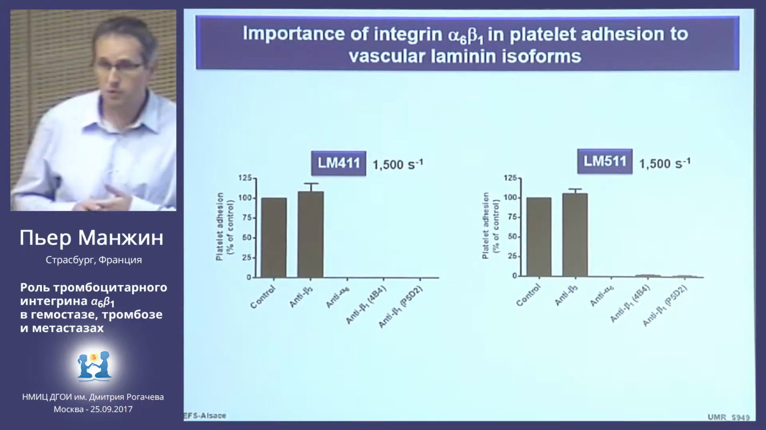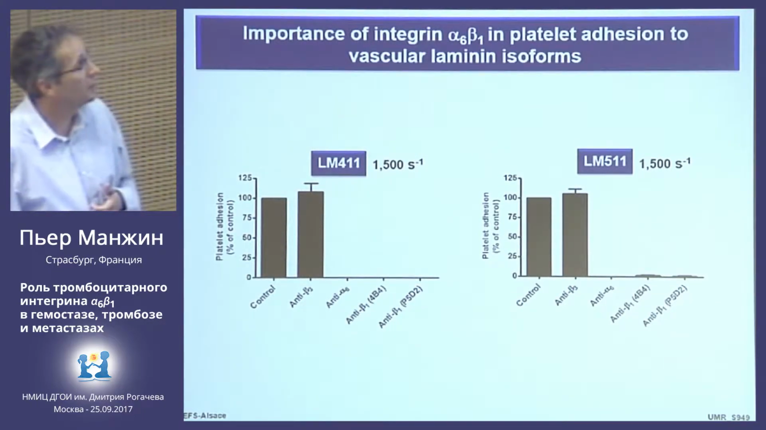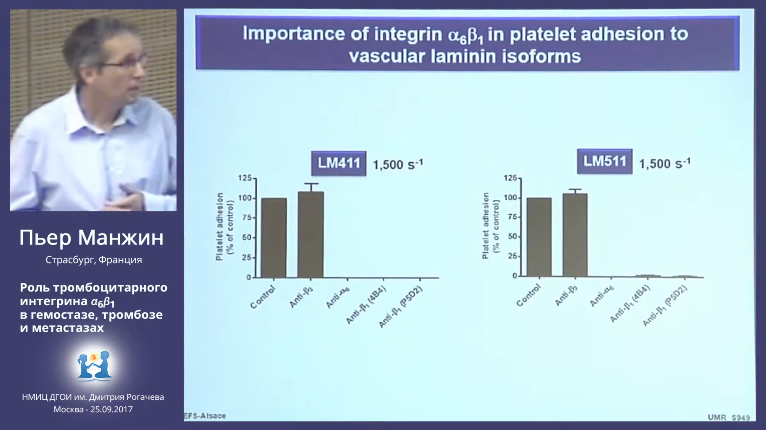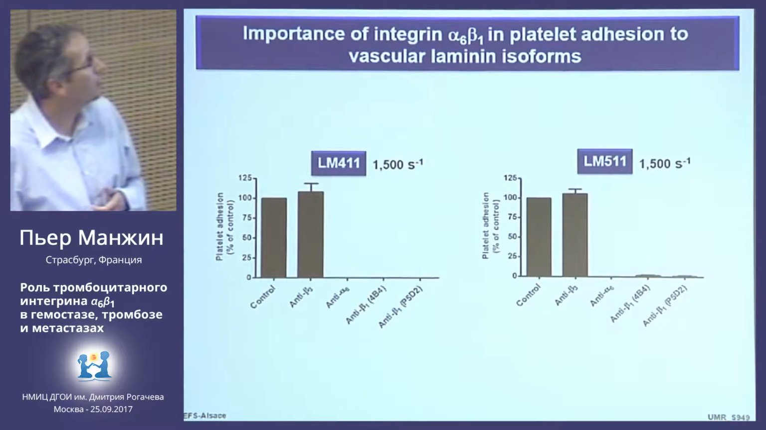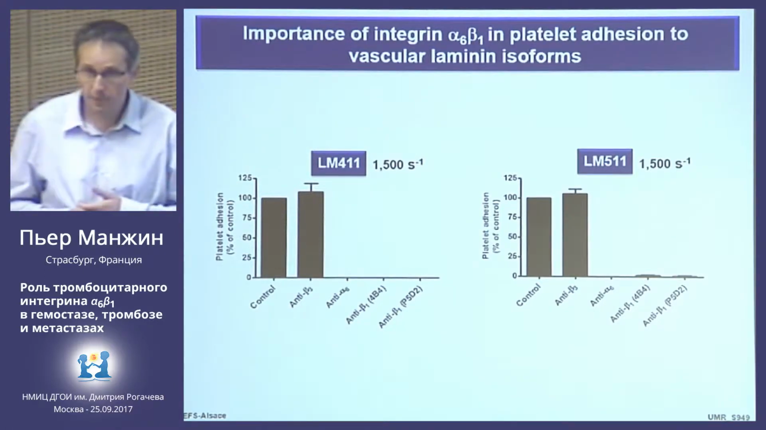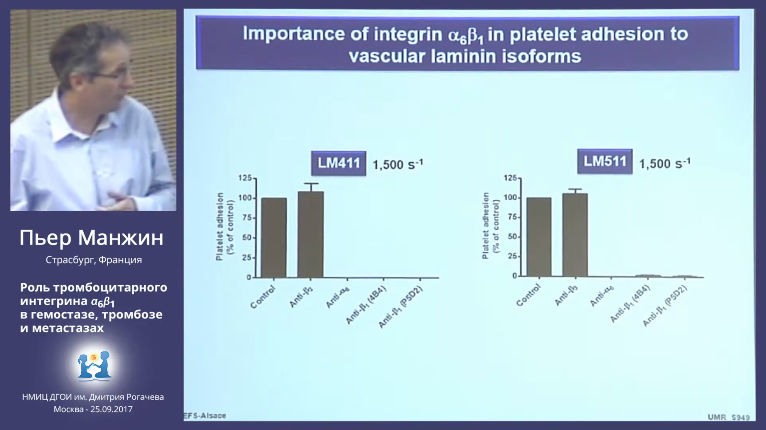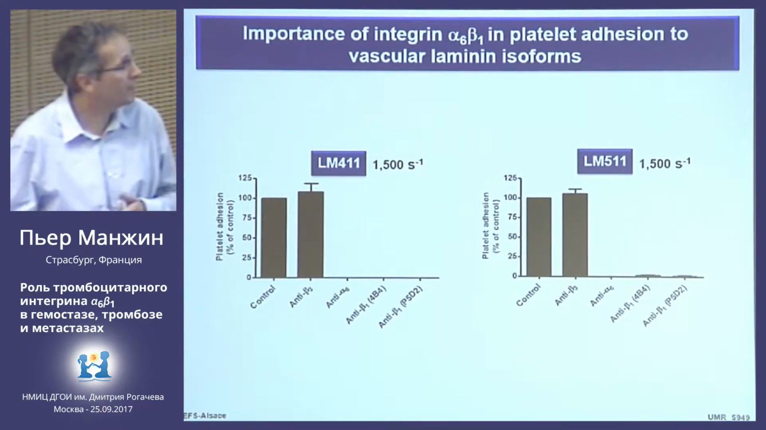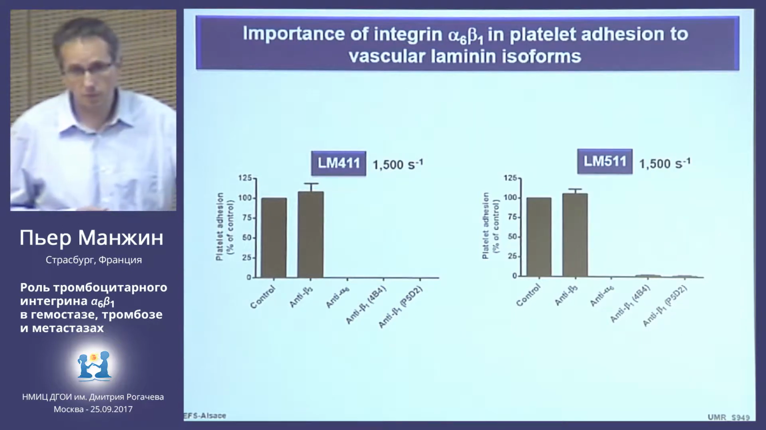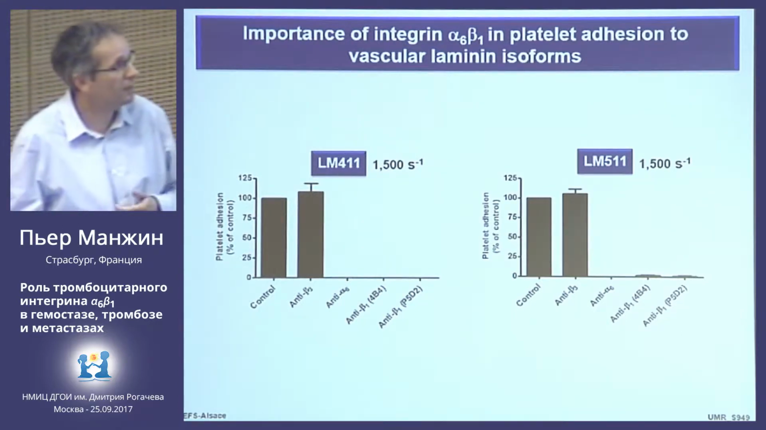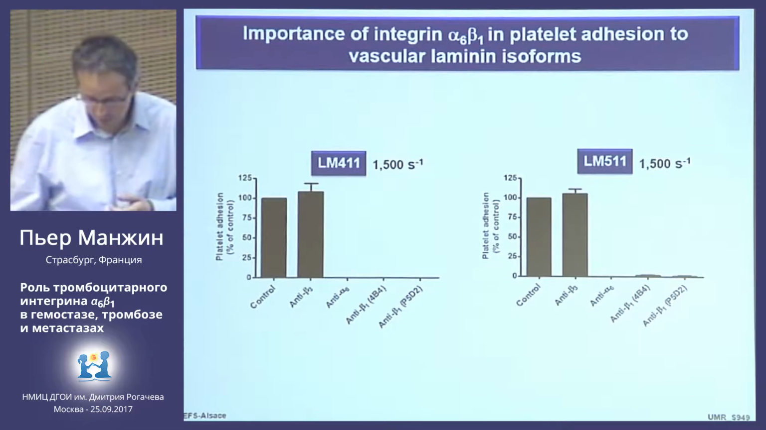So now, what about the molecular mechanism involved in the interaction? We first focused on the integrins, and on the beta-3 integrin. We used ReoPro and observed that it does not impair platelet-laminin interaction, as you would expect, at least on laminin 411 and 511. And we confirmed that blocking either the α6 chain or the beta-1 chain completely prevented platelet interaction with the laminins.